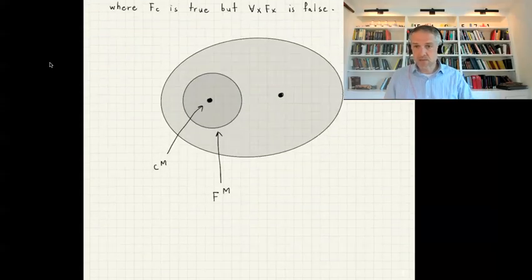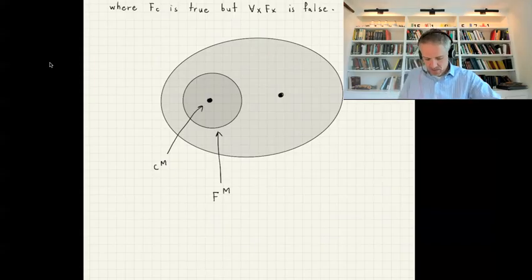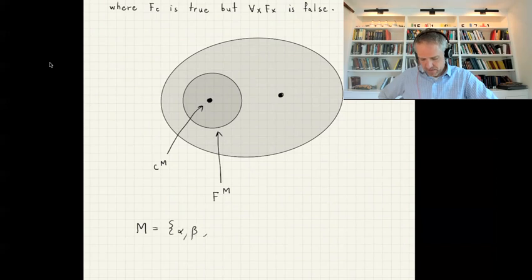Now, I could make this even more precise. This is a picture for those of you who like set theory, who think, let's see this very formal. I could say my domain here is a set M, and let me just make up fake names for the things in the set. Let's say they're alpha and beta. So alpha is the thing on the left, beta is the thing on the right.